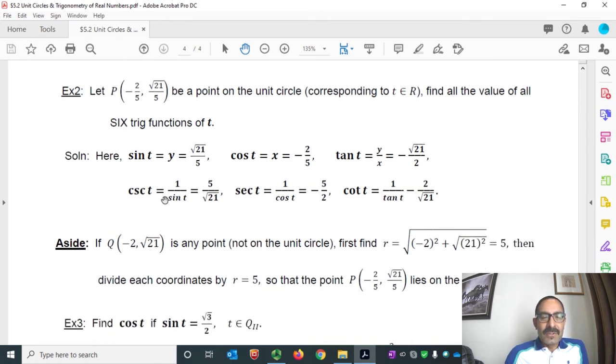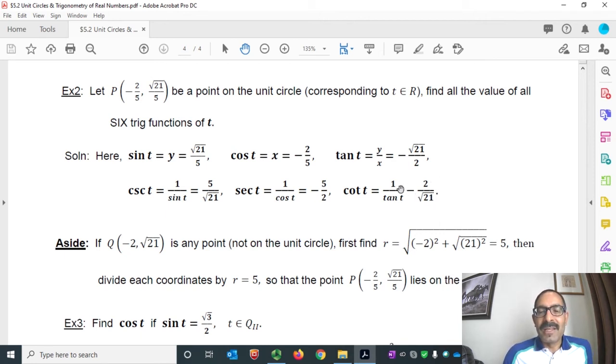Similarly, cosecant t is just the reciprocal of sine t. So you just flip it, 5 over radical 21. Next, secant t is just the reciprocal of cosine t. Just flip it, minus 5 over 2. And the cotangent t is just the reciprocal of tangent t. Just flip it, minus 2 over radical 21.